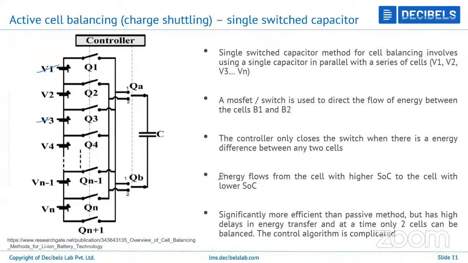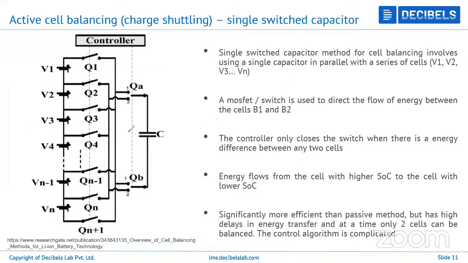Here losses are very low. Okay, so losses are much lower than the resistive, passive based method. But here, as I said, only two cells can exchange energy at a time. So if other cells have to exchange, it will take a lot of time. There are a lot of delays in energy transfer, and sometimes even the capacitor will not have immediate responses, right? It takes a long time to respond.